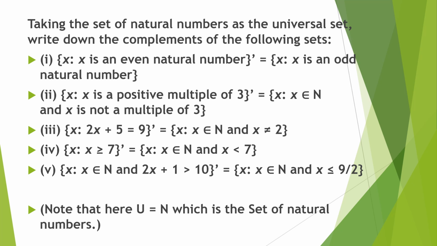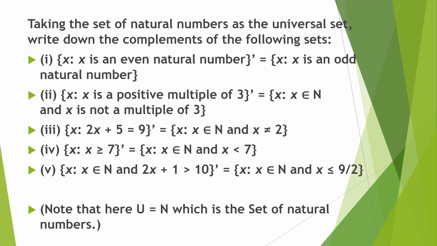Second one, set of all X such that X is a positive multiple of 3. Obviously its complement is X is not a multiple of 3. Correct? Because you cannot have a negative multiple, as the universal set is the set of natural numbers, which does not include negative numbers. So it is just the set of all X such that X belongs to N and X is not a multiple of 3.